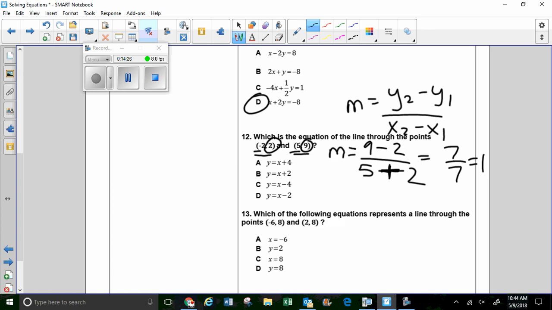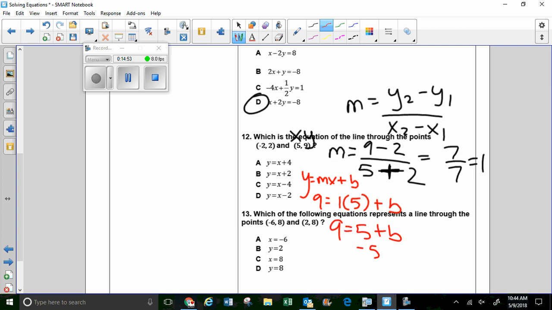Now I'm going to take that slope and plug in one of these points. It doesn't matter which one. I know we like to avoid negatives, so let's use this second one as our x and our y. Use y equals mx plus b, replace y with 9, replace m with 1, since we know what it is now, replace x with 5, and if you do it correctly, the only thing you're missing is b, then you can solve for it.